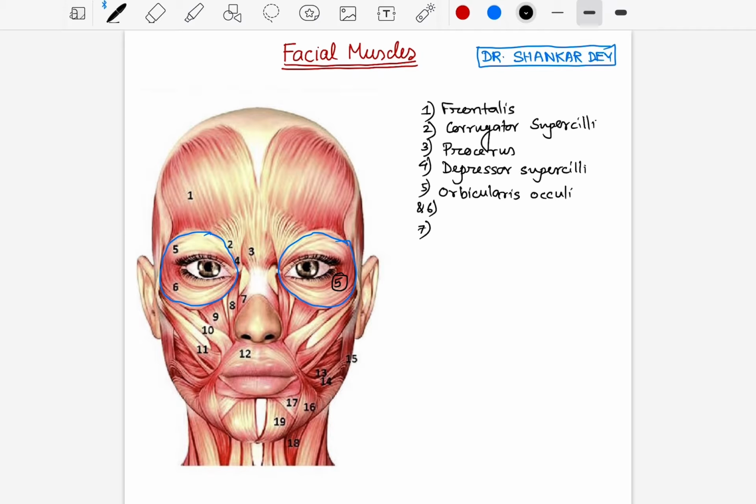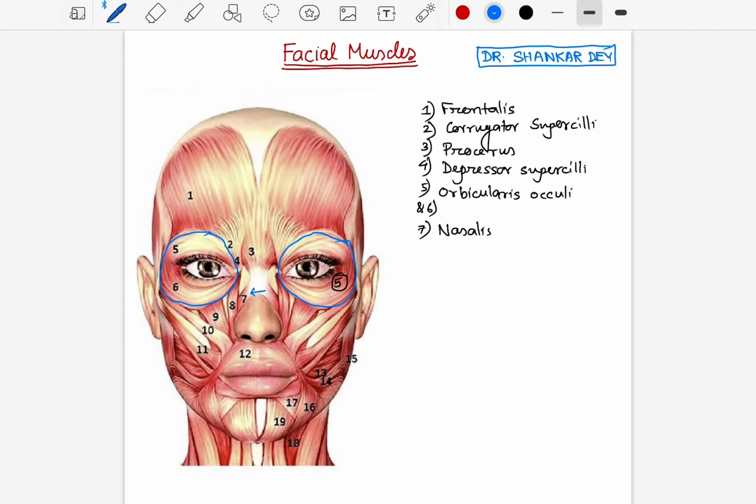Then number 7. What is number 7? Number 7 is this muscle. What is this muscle? This is the nasalis muscle. So number 7 is nasalis muscle.